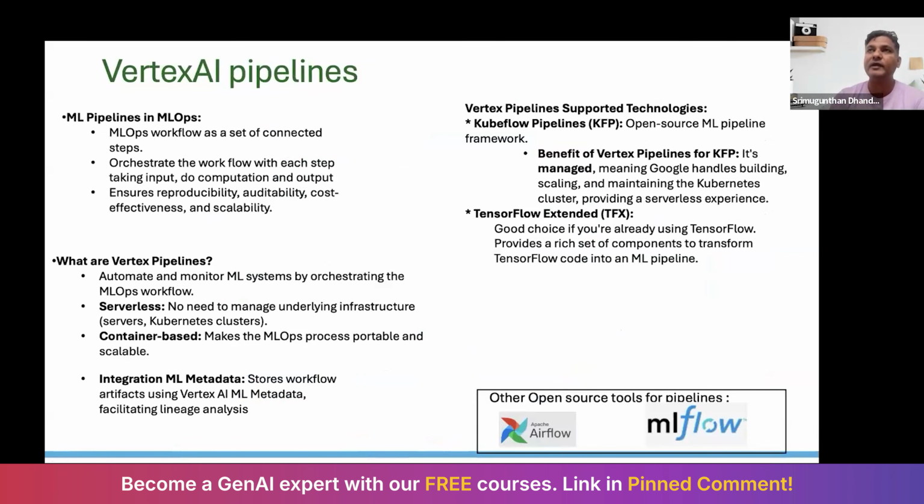So that is where Vertex AI comes in. We will see, for each of these, what offerings Vertex AI provides. First is Vertex AI Pipelines, where you can put your training and pre-processing steps into a pipeline and deploy them in GCP as a pipeline. Vertex AI supports two different types of pipelines: Kubeflow and TensorFlow.